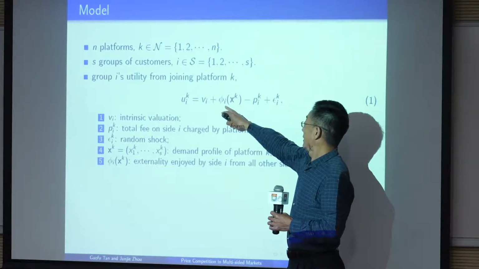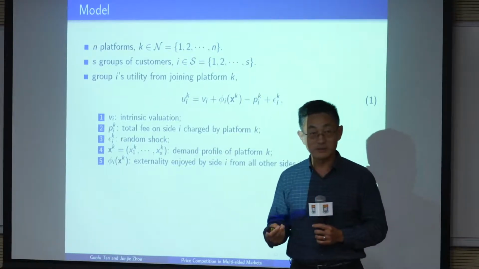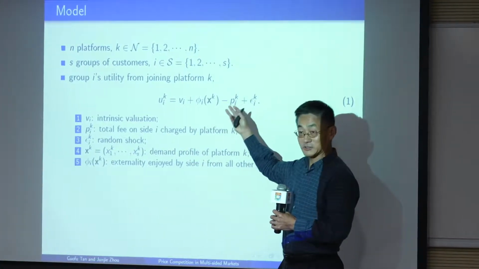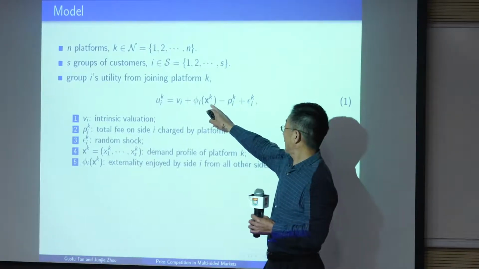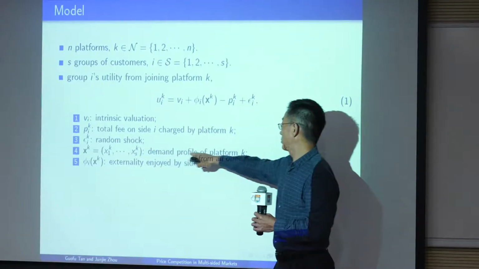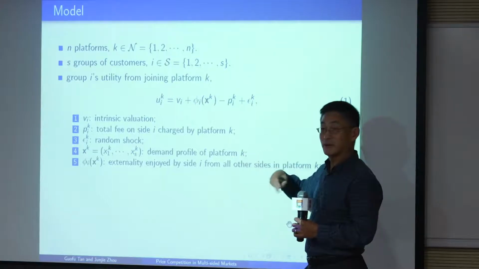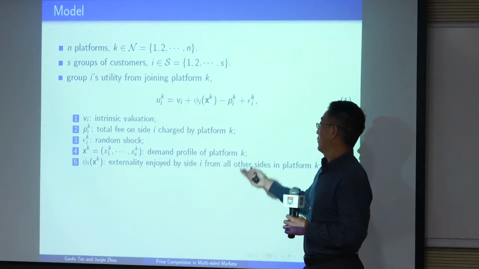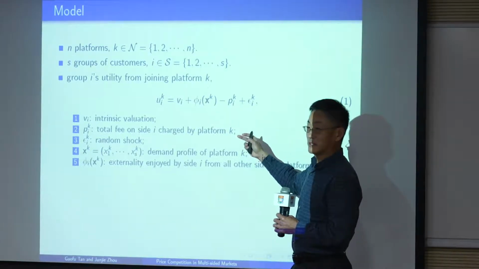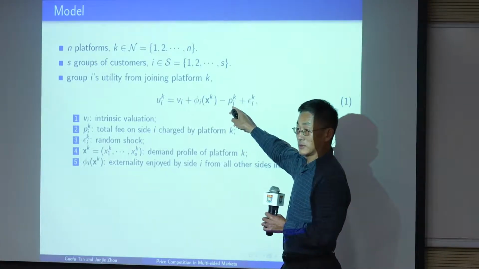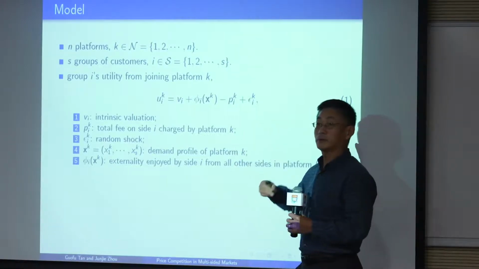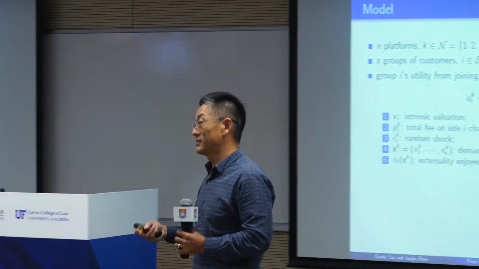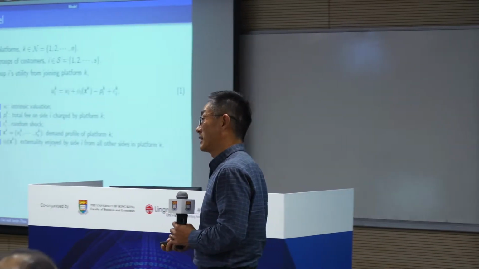What we're adding to that setting is that each customer from each side, when you choose a platform, derives certain utilities which depend on how many people are participating from the other side. So this X here essentially is a profile of participation from other sides. That means a customer's choice will depend on how many others are choosing. So you have this interdependent decision-making problem.